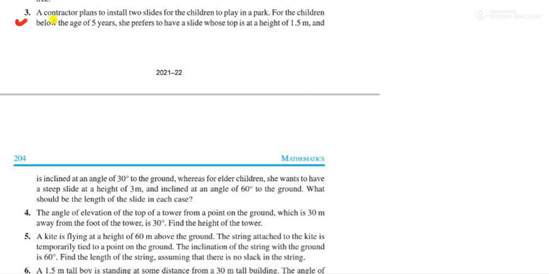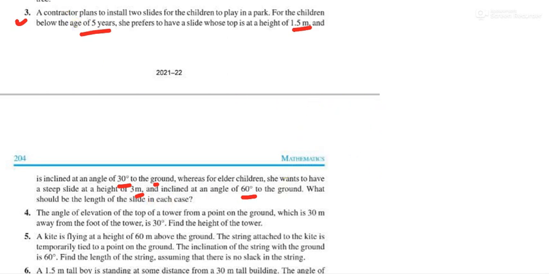You can look at it here. A contractor plans to install 2 slides for the children to play in a park. For the children below the age of 5 years, she prefers to have a slide whose top is at a height 1.5 meter and is inclined at an angle 30 to the ground. Whereas for elder children, she wants to have a steep slide, at a height of 3 meter and inclined at an angle 60 to the ground. What should be the length of slide in each case?